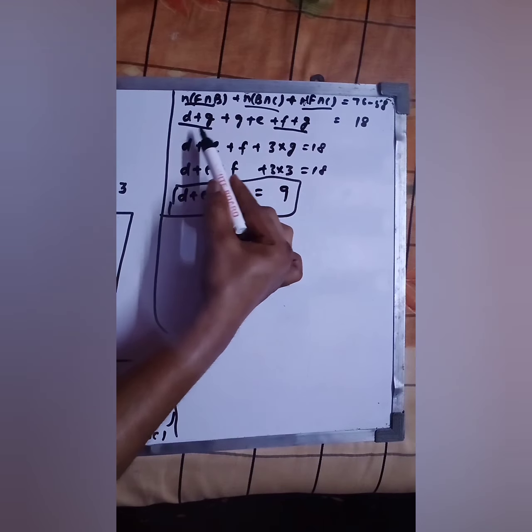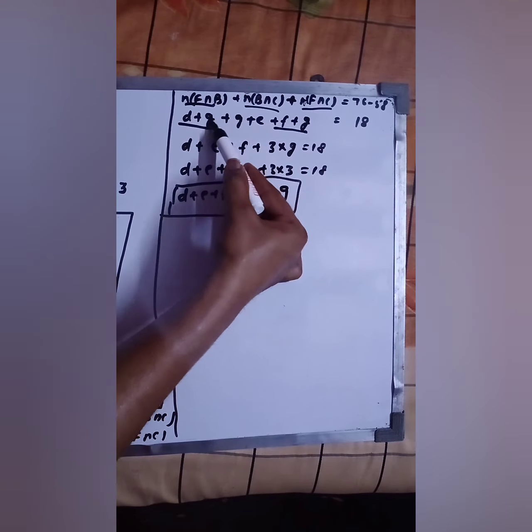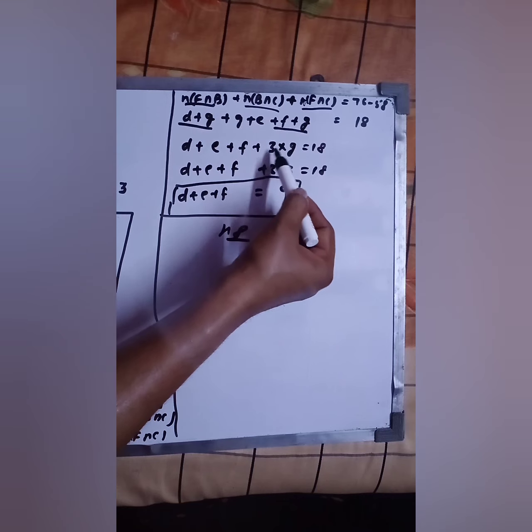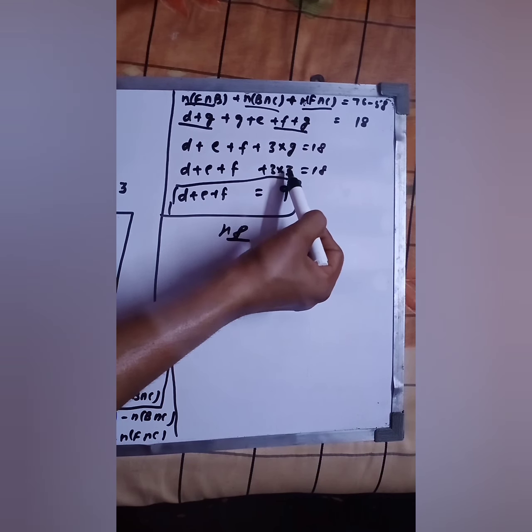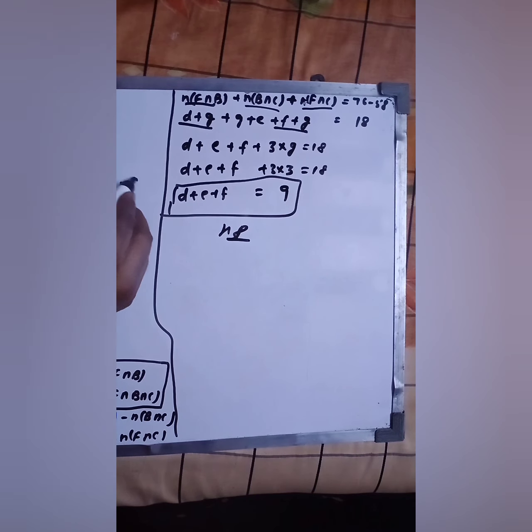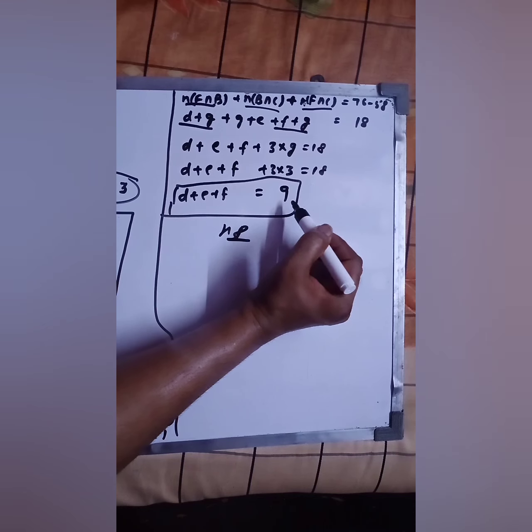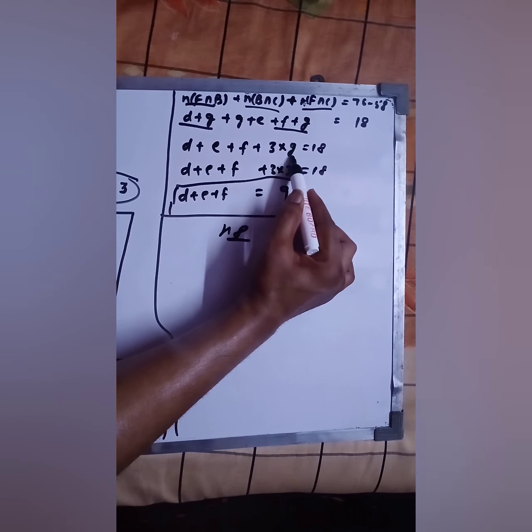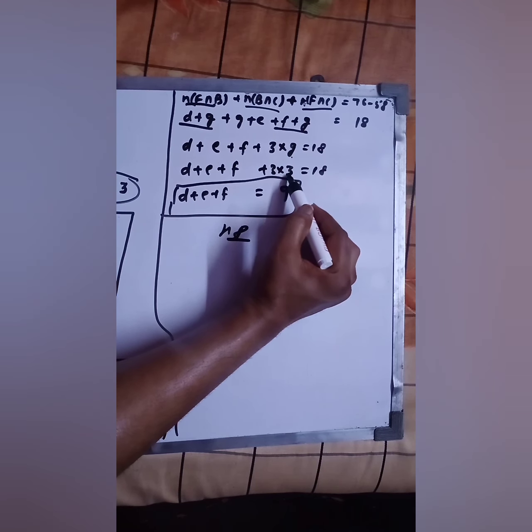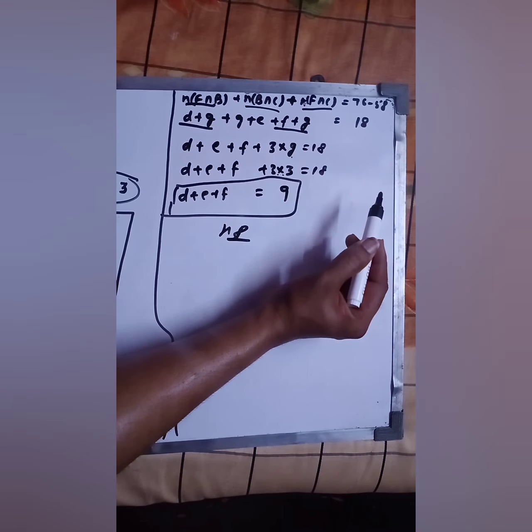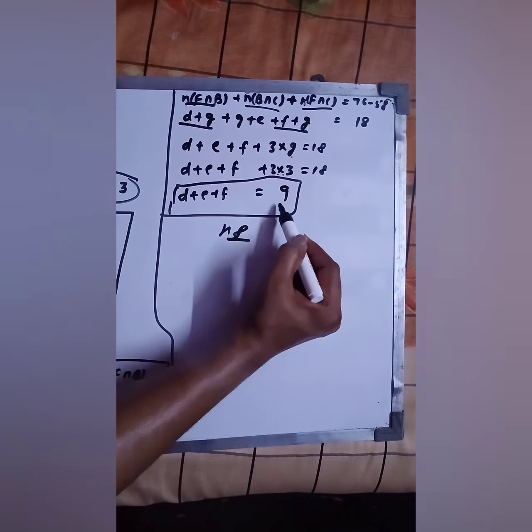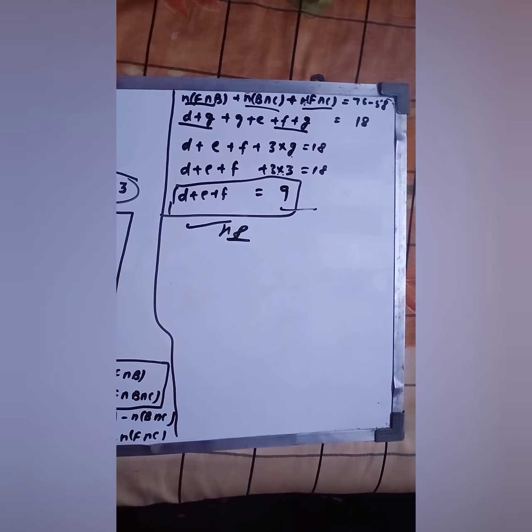So D plus E plus F plus thrice of G, because G plus G plus G will be thrice of G. And G is what? That is the common region, which is 3. It is given in our question. The value of G is given to us. So you put the value of G and you will get 9, and you take this 9 to the right hand side. 18 minus 9 would be 9. So this is the required answer.